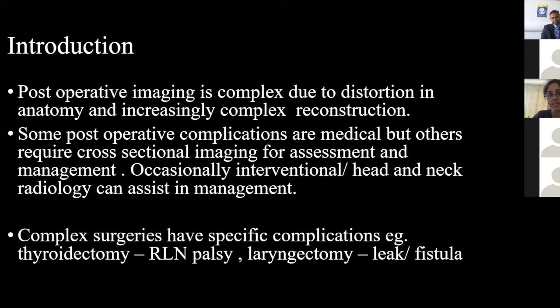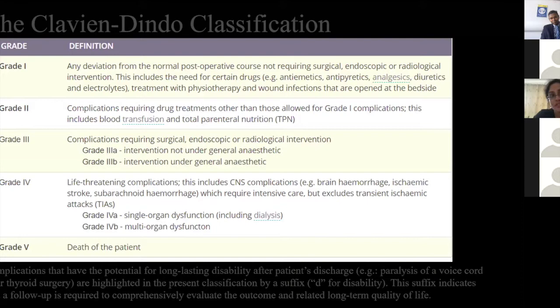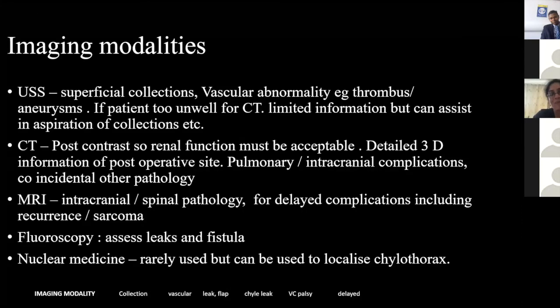Head and neck imaging itself is very complex, and if you add post-operative changes to it, it becomes even more difficult. Some of the complex surgeries have more complex findings and complications that you have to look out for. I'm not even going to talk about the classification system. The imaging modalities that we have: there is ultrasound, and I'll talk about ultrasound in detail when we talk about collections. There is obviously CT, which is the workhorse of imaging, and it gives not only the 3D appreciation of the surgical site, but also other clinical conditions that can happen at the same time.